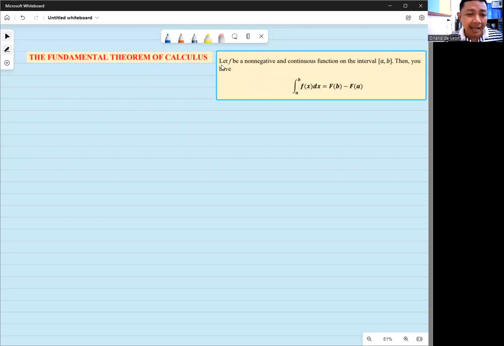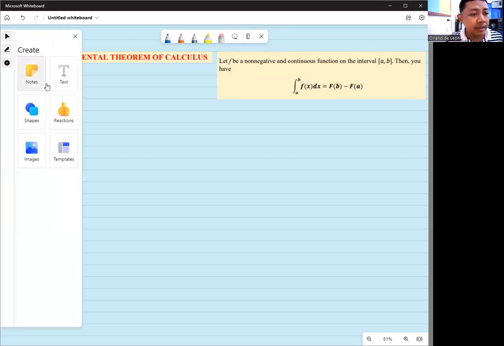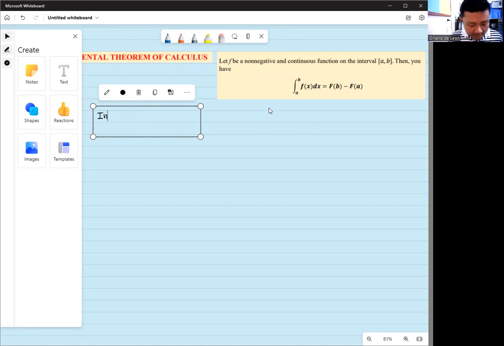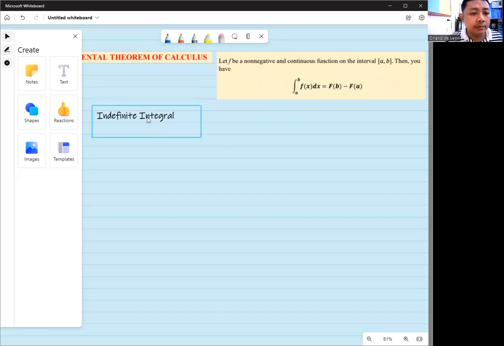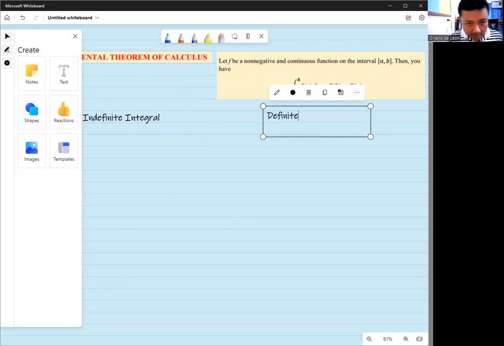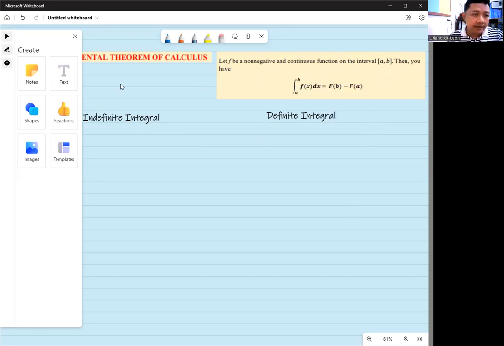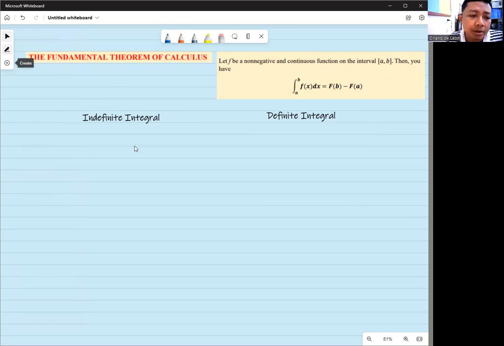Ready? So I just want you to be familiar with two terms in integral calculus. We have here the indefinite integral. That's the first one. And the other one is the definite integral. From the word itself, definite and indefinite. Would you like to give me an idea what comes to your mind when we say indefinite, and what comes to your mind when we say definite integral?